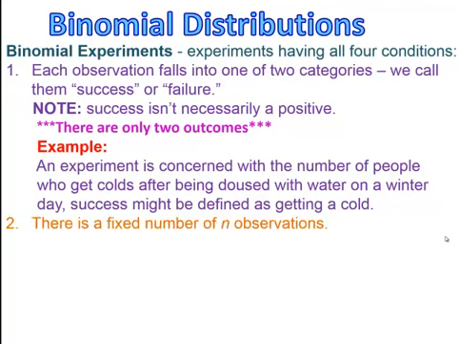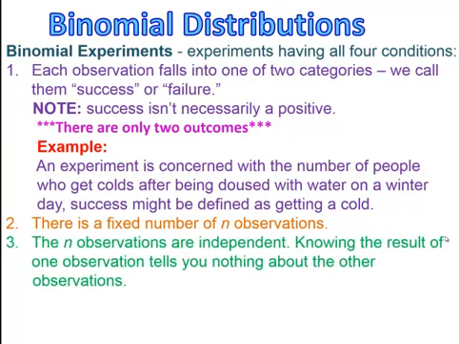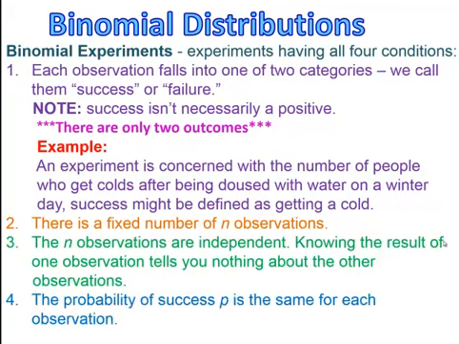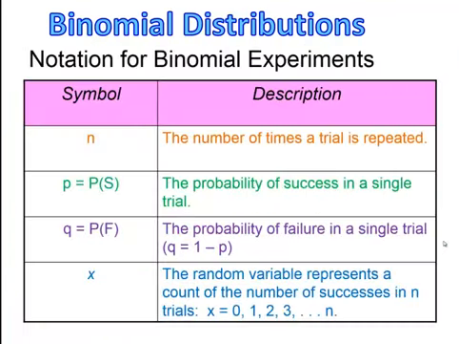The next condition is a fixed number of observations. We're going to label it with n, and that is a key thing in order to do a binomial experiment. And with those n observations, they must be independent of each other. So knowing the results of one observation tells us nothing about the other observations. And then lastly, the probability of success p is the same for each observation. So probabilities will not change.